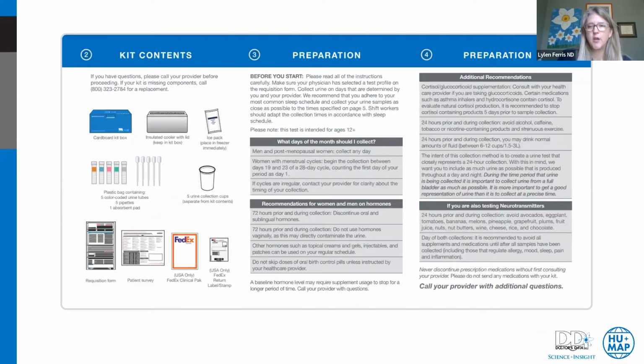Please ask your patients to carefully read the preparation section, number 3 here, because there's a lot of important information here. There is information about which day to collect for cycling women, for example, info about dosage intervals for various routes of administration of hormone therapy, and also information about foods or substances to avoid before testing. And because we're using liquid urine, it's possible to add other tests to the same sample. You can add on neurotransmitter or amino acid testing to any HuMap test. Additionally, I do want to note that it's not necessary to limit water consumption for this test.